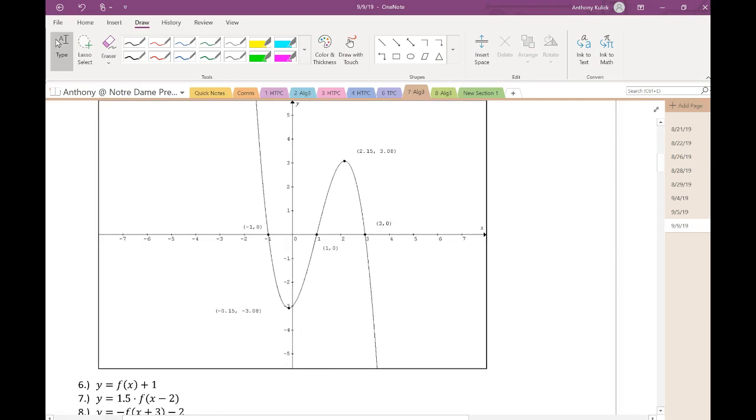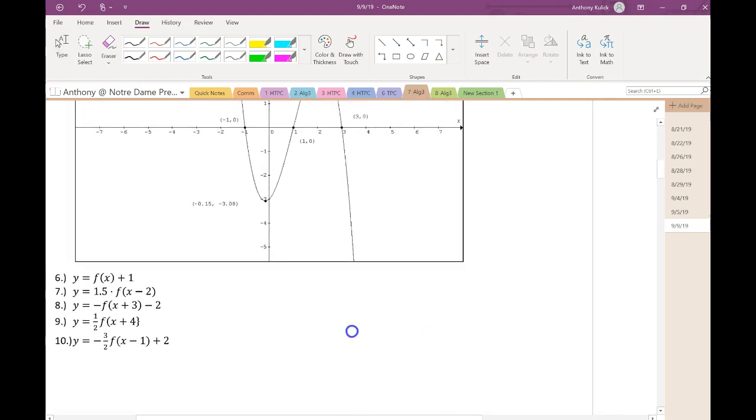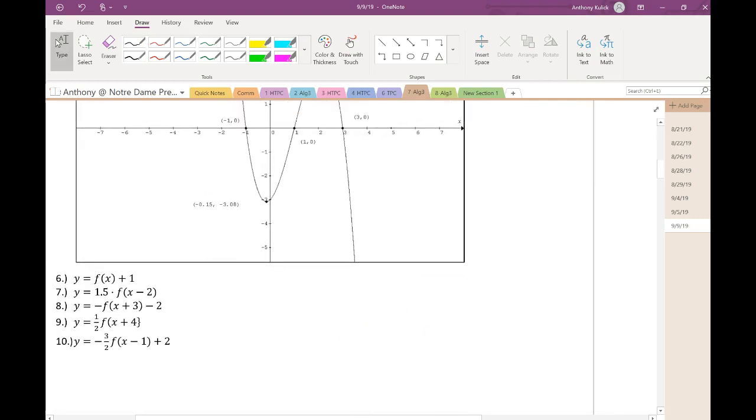So, for 6, 7, 8, 9, and 10, we're going to be drawing a transformation of this graph. The first thing I'm going to do is identify the values for A, H, and K for each of these.